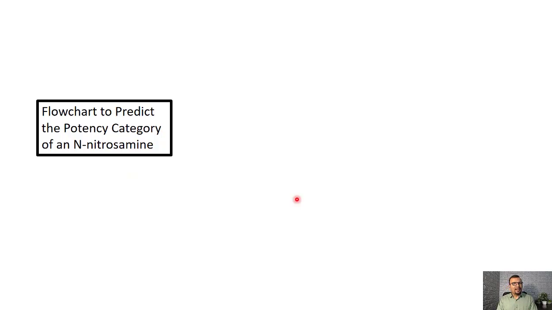This Q&A document published by EMA has given the different potency categories. Before we go to the potency categories, we first have to understand in which category a particular nitrosamine compound falls. There is an important diagram you can see on the screen now. What is the first question you need to ask? Does your nitrosamine have any hydrogen on its alpha carbon? I think you know the definition of alpha carbon. The carbon which is just adjacent to the nitrogen is called the alpha carbon. So is there a hydrogen present on the alpha carbon?